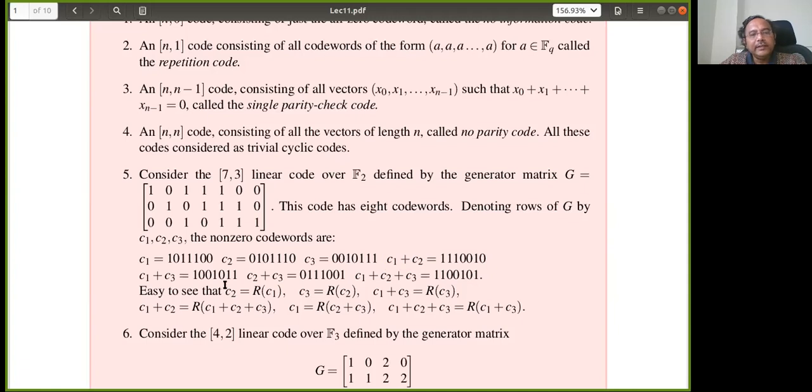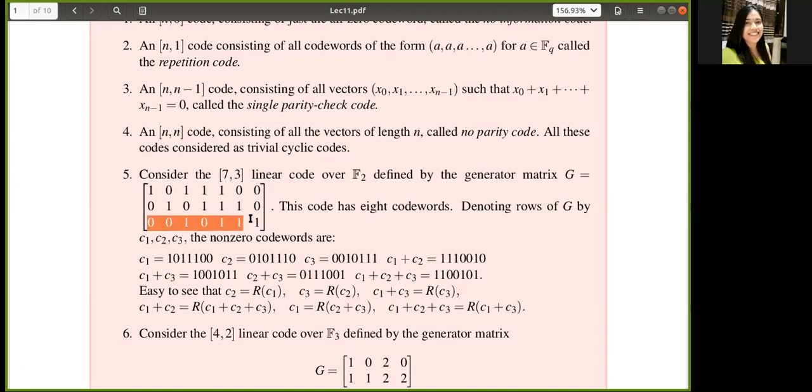But now I am telling you it is even a cyclic code also. You can see that C2 comes from C1 by a cyclic shift, right? The second row is obtained from the first row by a cyclic shift only. It is beautiful. Now the matrix is also easy to look at. How does the third row come? The third row?